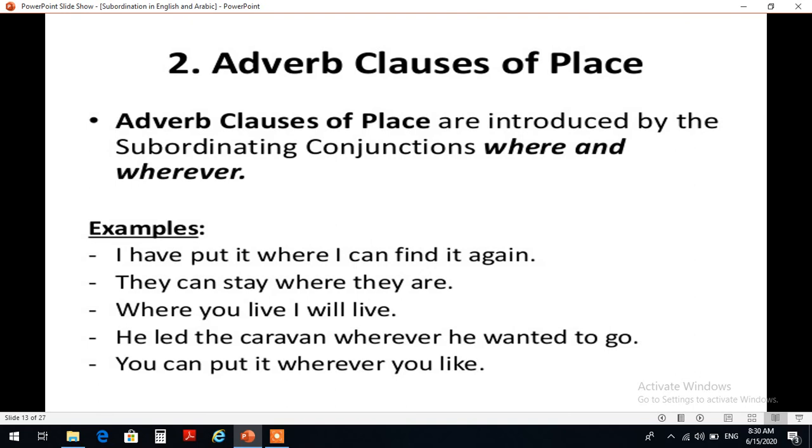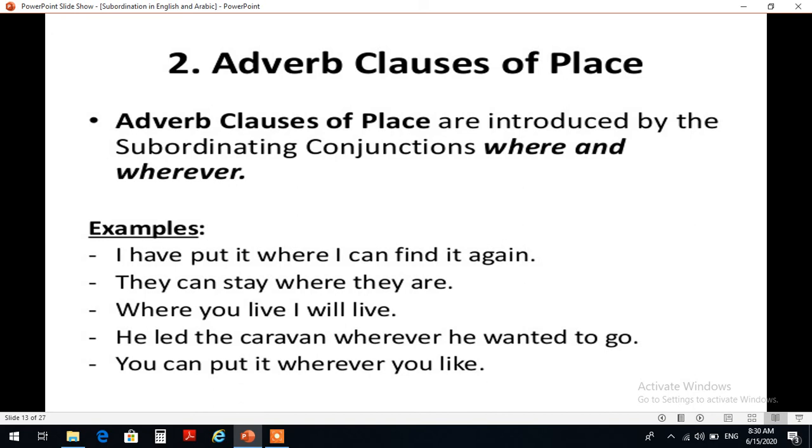The other type is the adverb clauses of place تدل على المكان. So adverb clauses of place are introduced by the subordinating conjunctions where and wherever. إذن تبدأ العبارات الظرفية التي تدل على المكان بإحدى أدوات الربط اللي هي where أو wherever.